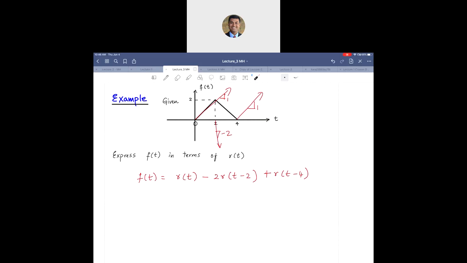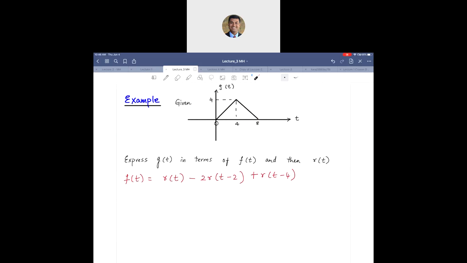And g of t is very similar to that, except the amplitude goes up by a factor of 2. So that would simply be 2 times f of t. Well, I'm not going to write t just now because there is also a scaling in the time. So the signal has expanded by a factor of 2. So when the signal expands by a factor of 2, we need to do a time scaling operation as 2 times f of t divided by 2.